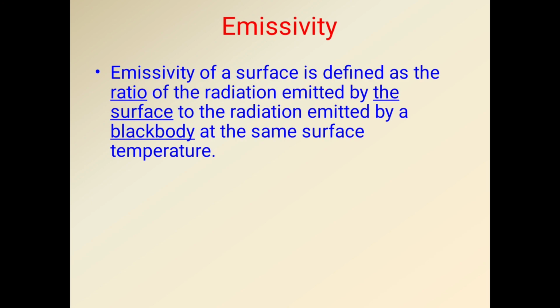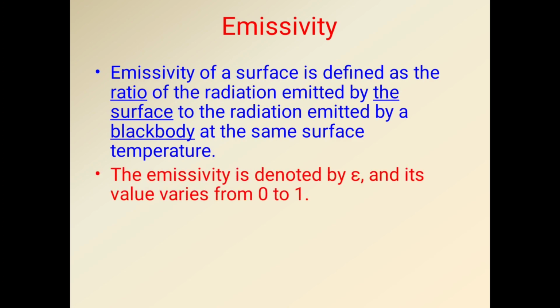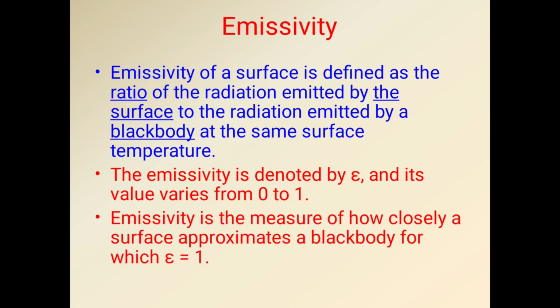Emissivity: the emissivity of a surface is defined as the ratio of the radiation emitted by the surface to the radiation emitted by the black body at the same surface temperature. The emissivity is denoted as epsilon, and its value varies from 0 to 1. The emissivity is a measure of how closely a surface approximates a black body, for which epsilon is equal to 1.